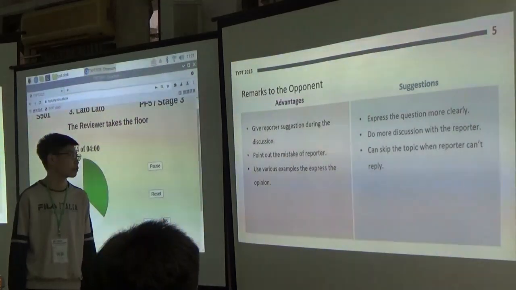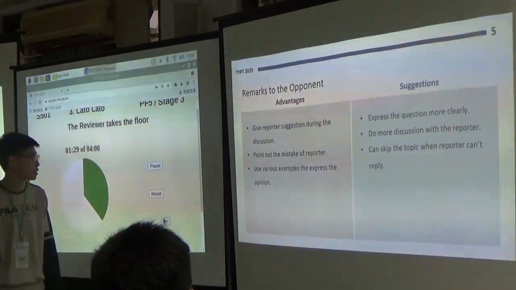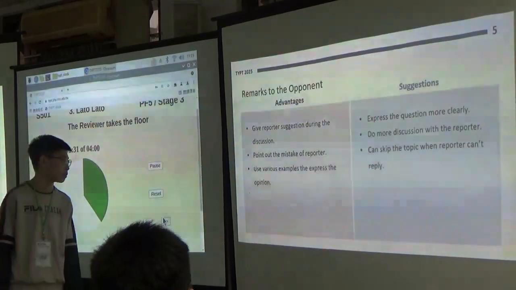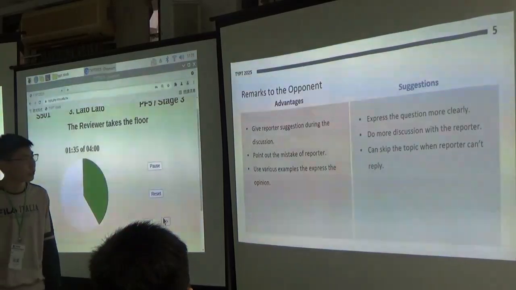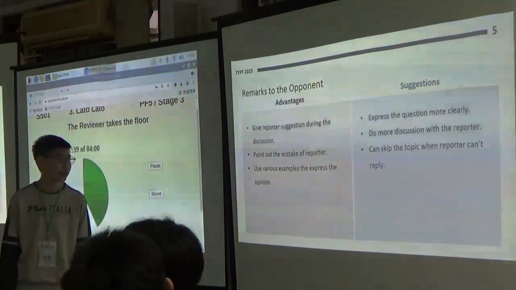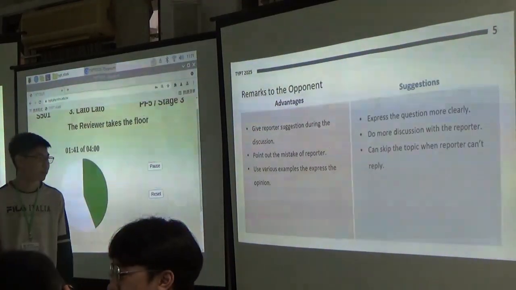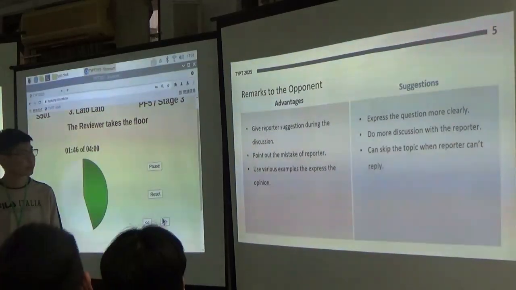And the remarks to the opponent. The advantages: they gave the reporter suggestions during the discussion and pointed out the reporter's mistakes. They used various examples to express their opinions. For the suggestions, they need to express the questions more clearly and have more discussion with the reporter. And they can skip topics that the reporters can figure out themselves.